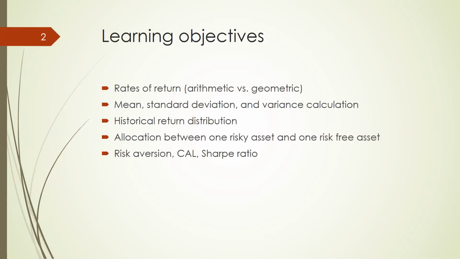In this lecture, we will introduce the calculations of risk and returns, including the expected return, which is the mean, and the risk measures of returns, which include standard deviation and variance. Then we're going to introduce historical return distribution and the allocation problem 1, which is allocation between one risky and one risk-free asset. Risk aversion coefficient will be introduced. Capital allocation line and Sharpe ratios will be discussed.